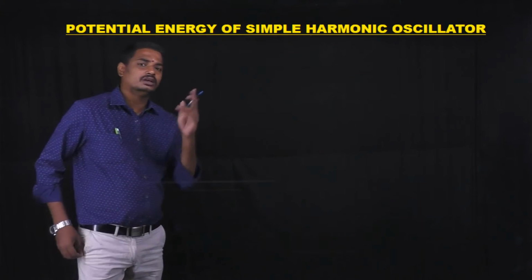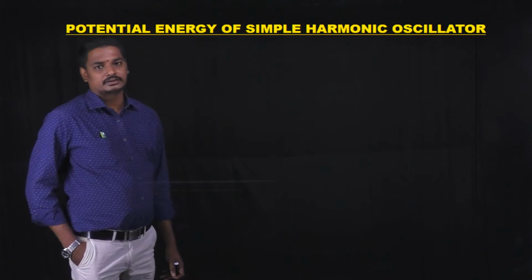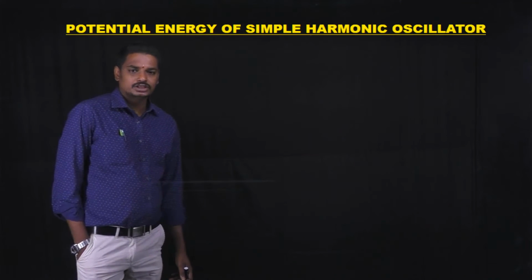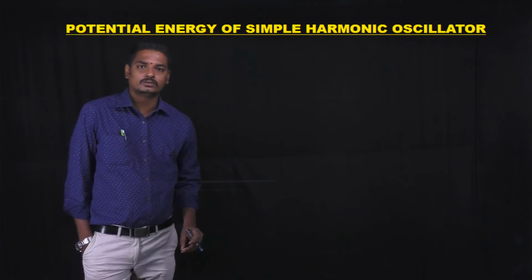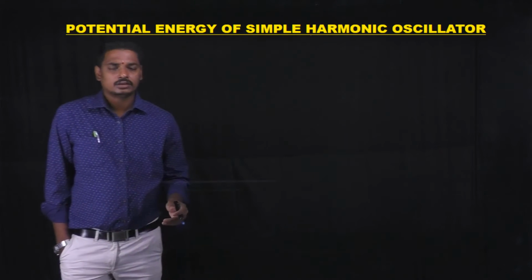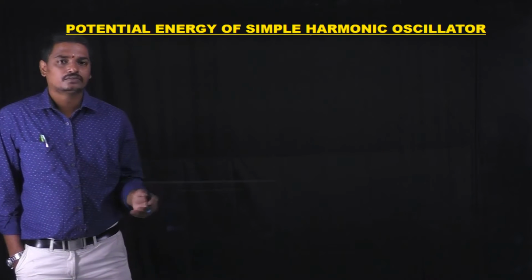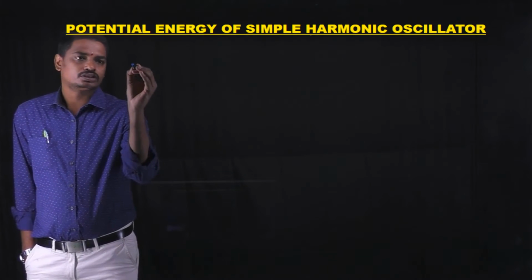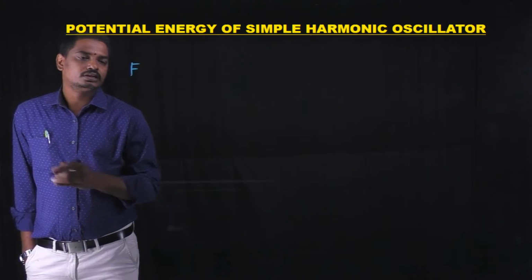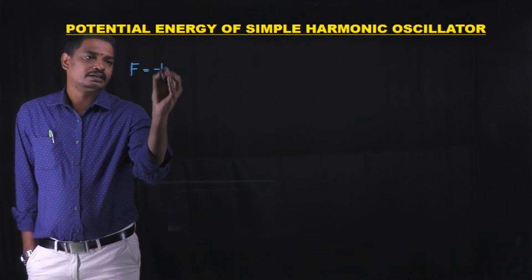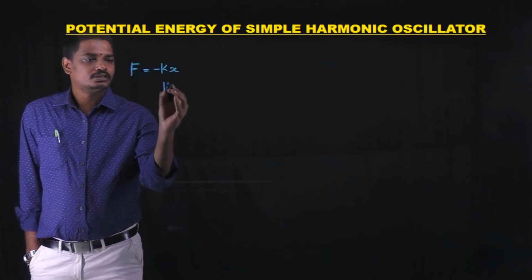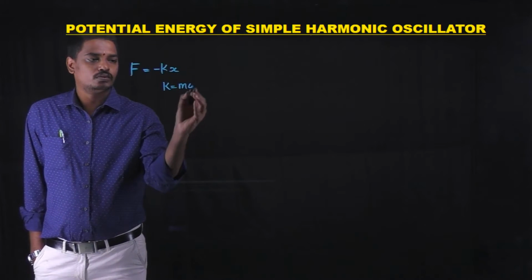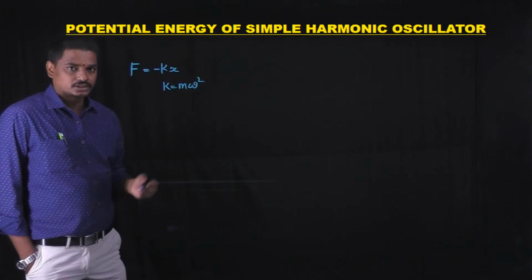Okay. So first one is potential energy of the simple harmonic oscillator. Before going to know the potential energy of the simple harmonic oscillator, we know that the force law of simple harmonic motion gives F is equal to minus K into x, where K is equal to m omega square, which is called the force constant.